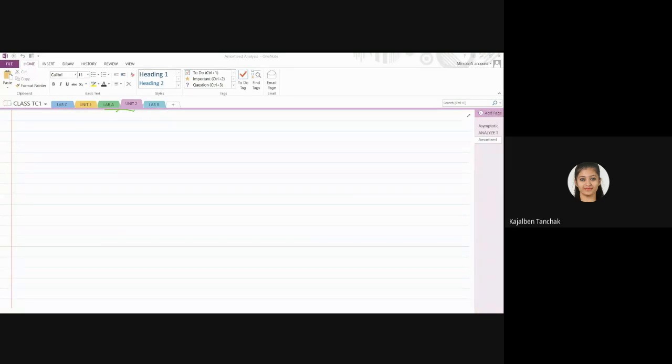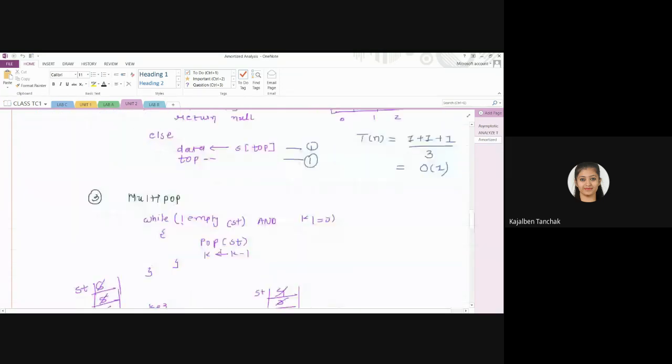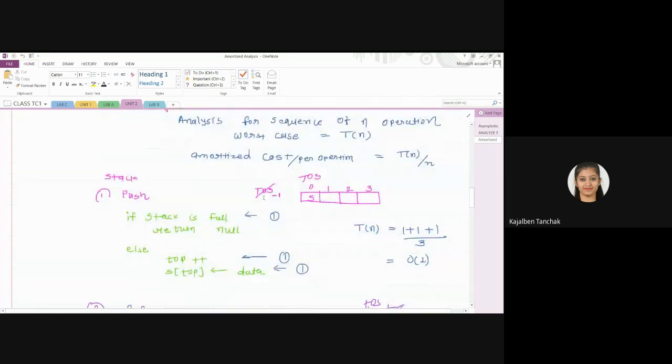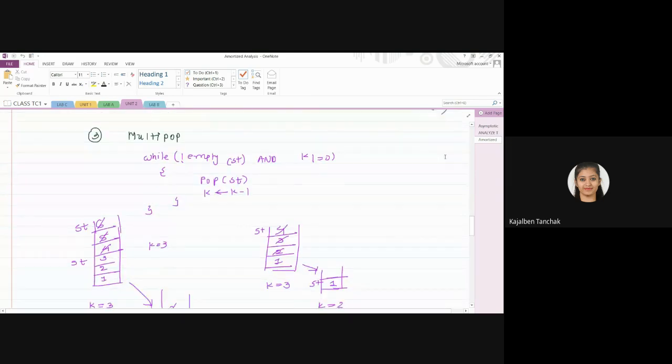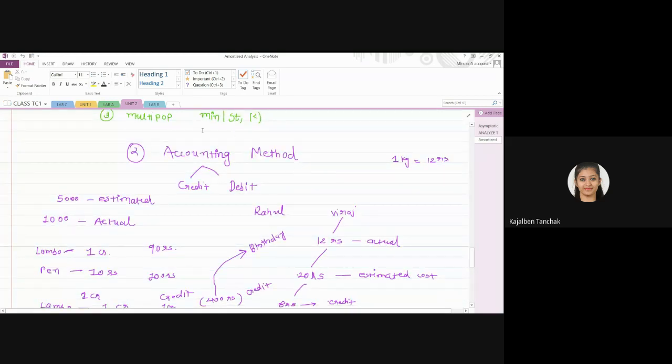In the aggregate method, we have the worst case time complexity of n operations, and we try to find the average amortized cost per operation. So amortized cost equals the worst case time complexity divided by the number of operations, right? We did this for multi-pop also. For push the actual cost is order of one, for pop it is order of one, and for multi-pop it is the minimum of the size of the stack or k, whichever is the minimum.